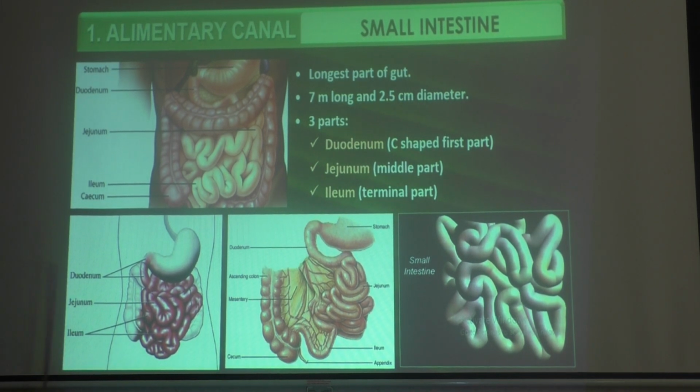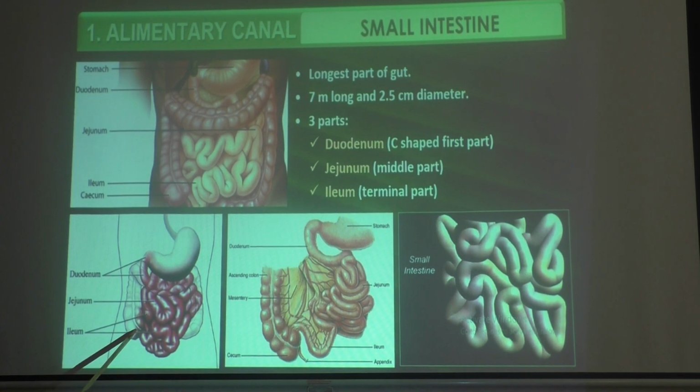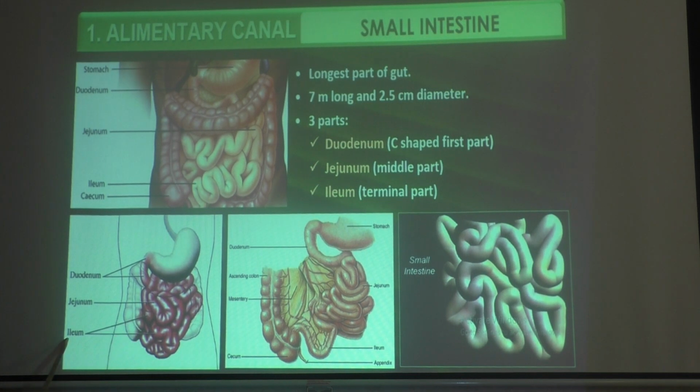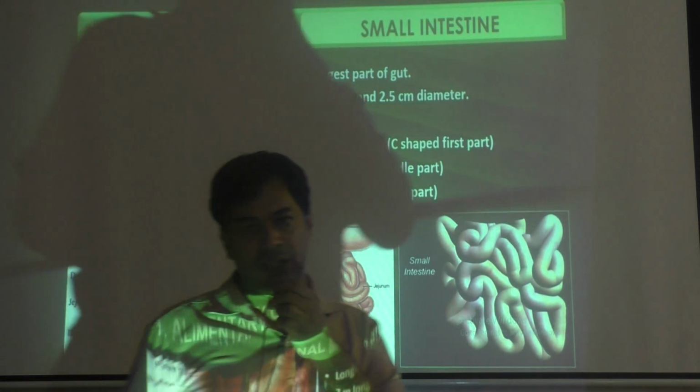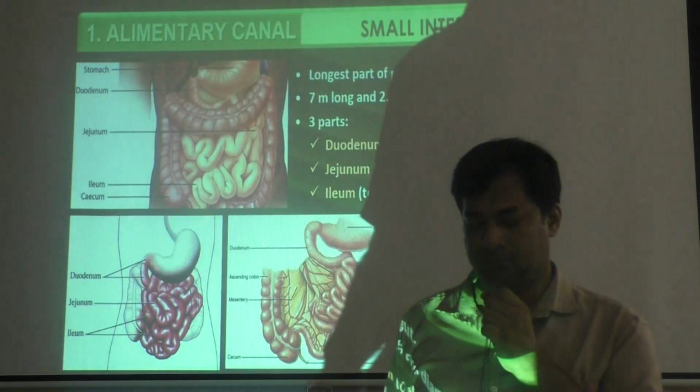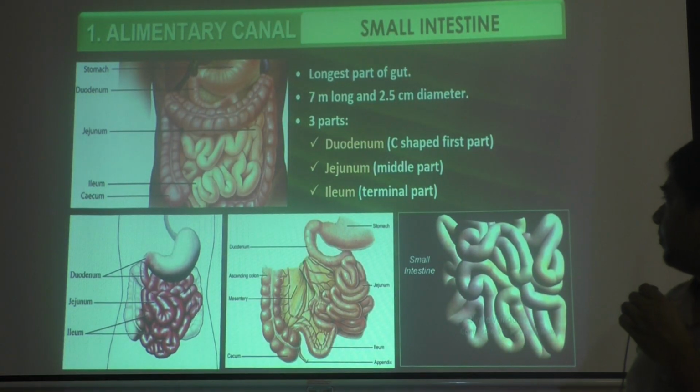Jejunum. Then the last part, which connects the small intestine to the large intestine, is called the ileum. You can say ileum also, your wish. So there are 3 parts in the small intestine. First one is duodenum, the second part is jejunum, and the third part is ileum.